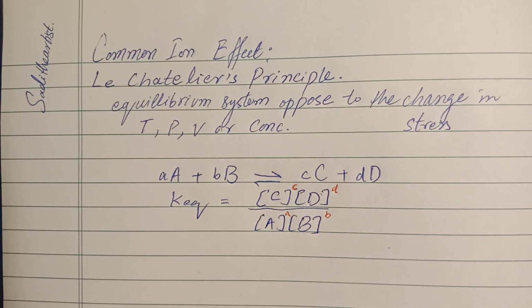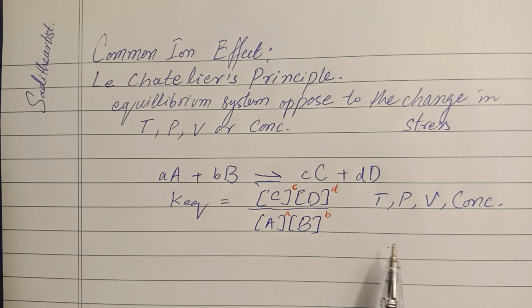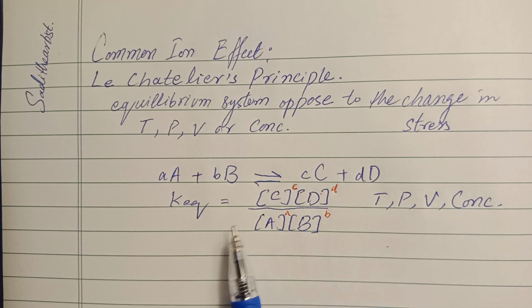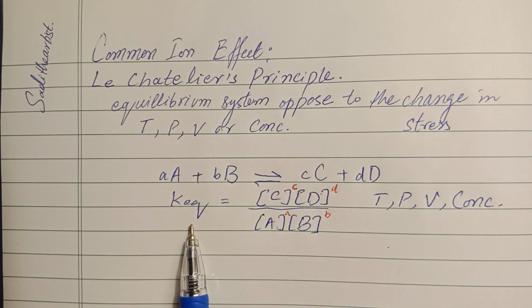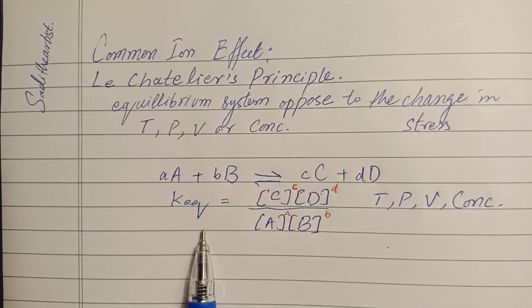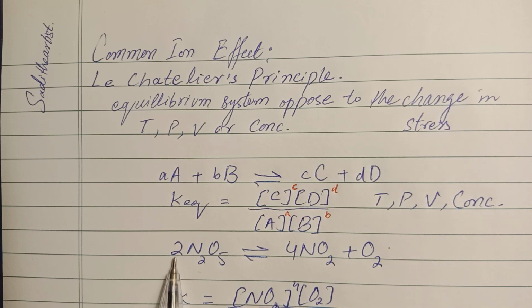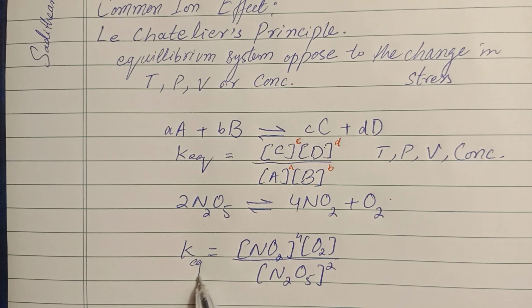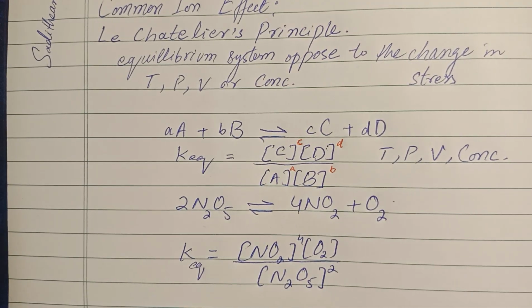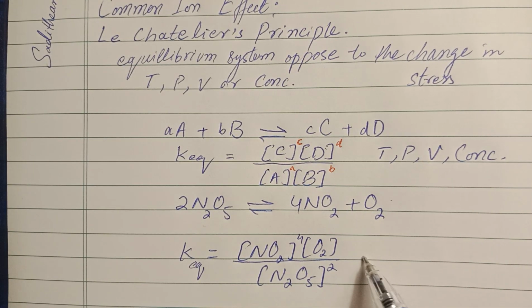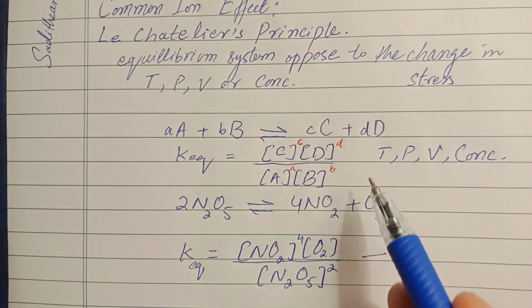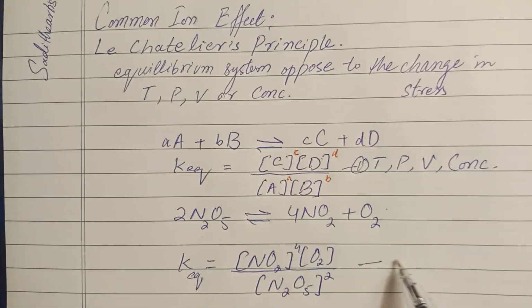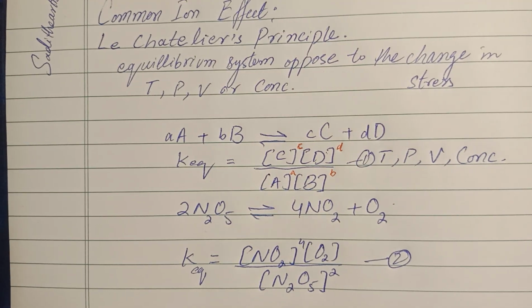At a particular temperature, pressure, volume, and concentration, the value of the equilibrium constant is a constant value for the particular reaction. For example, for this reaction, the equilibrium constant can be written as equation number, if this one is 1 and this one is 2.